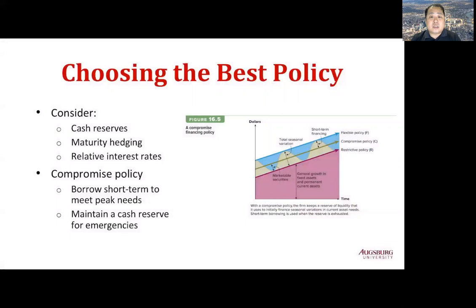Many firms do not exclusively choose one of the two policies we saw. They compromise. They hold current assets between the maximum level and minimum needs and use short-term financing if they need. They also maintain a certain level of cash reserve for emergency.